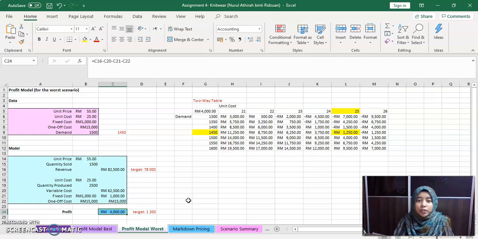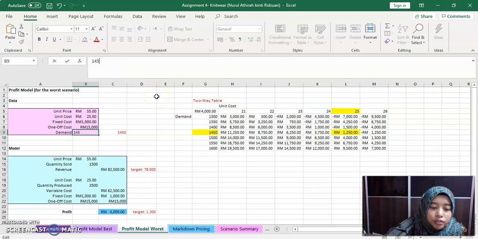However, I decided to make a two-way table between the demand and unit cost. Okay, the range is 21 to 26 ringgit, while the demand is 1,300 units to 1,600 units. When I calculate and see all of this, as you can see, this is the nearest to my target, 1,200, which is 1,250, and the demand I need to change to 1,450. Let's go to change the demand. Is it true?